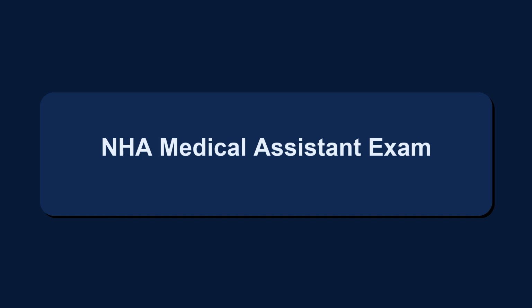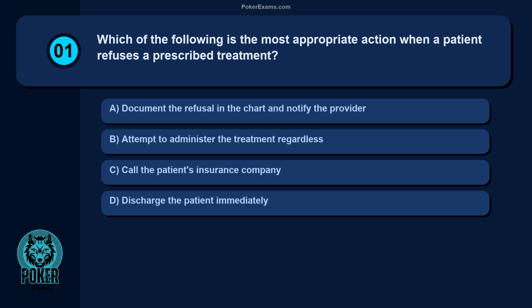NHA Medical Assistant exam. Question 1. Which of the following is the most appropriate action when a patient refuses a prescribed treatment? Document the refusal in the chart and notify the provider. Attempt to administer the treatment regardless. Call the patient's insurance company. Discharge the patient immediately.